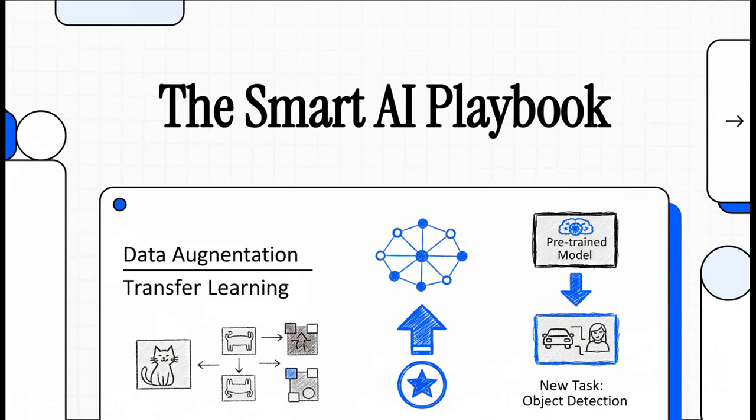So, have you ever looked at a really powerful AI and wondered, how did it get so smart? Well, it's definitely not magic. It's actually a series of incredibly clever engineering plays. And today, we're going to open up that playbook and show you two of the core strategies that turn good models into absolutely fantastic ones: data augmentation and transfer learning.